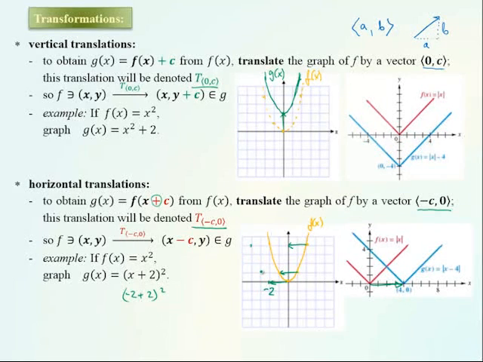For example, double check. If x is -3, then g of x is (-3 plus 2) squared, which is (-1) squared, and it becomes 1. So yes, it confirms that this point belongs to the graph. So our graph looks like the parabola shifted 2 steps to the left. And you're welcome to check some other points to confirm the movement.